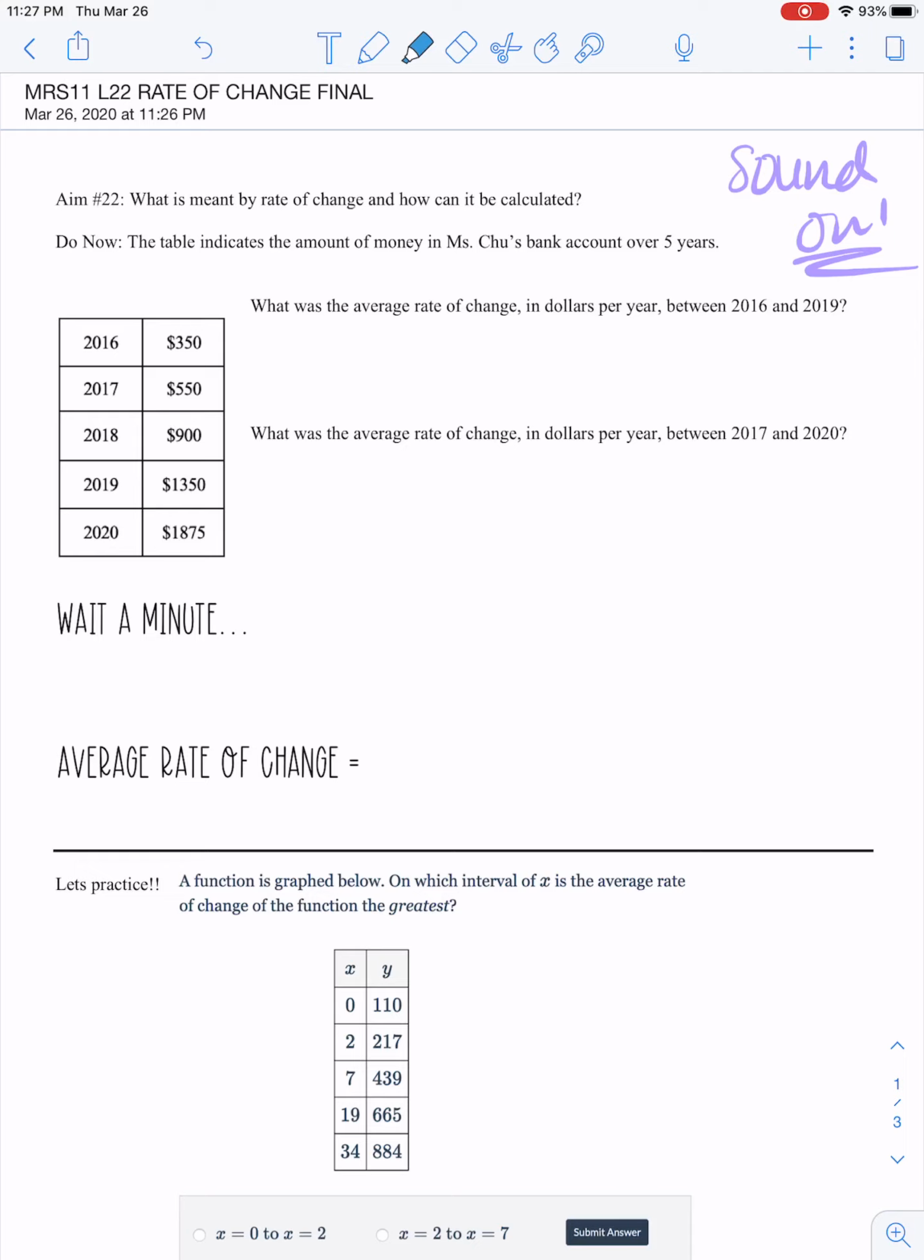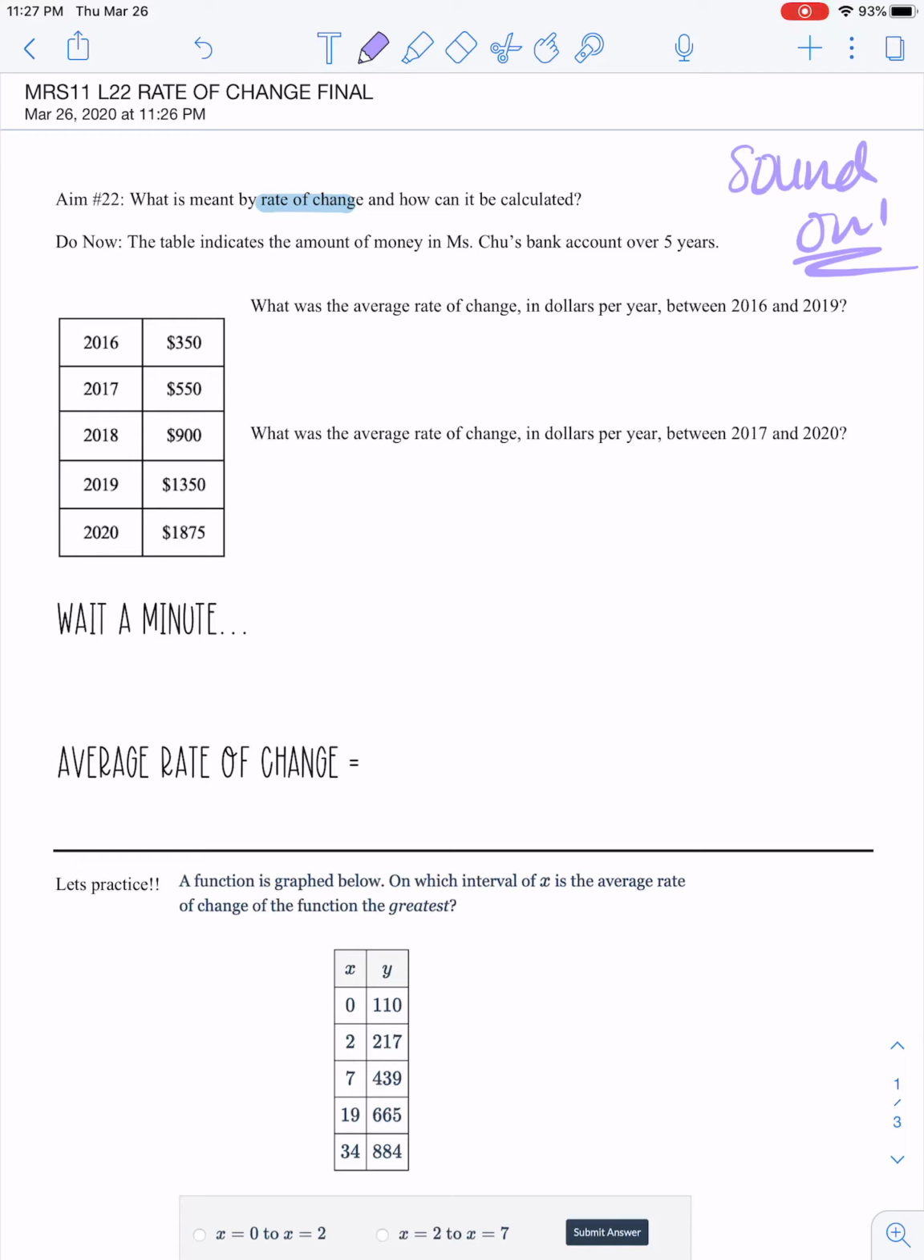Cool. Aim number 22. What is meant by rate of change and how can it be calculated? Rate of change is something you guys have definitely heard before. We're just going to try to refresh your memory, and if you don't remember what it is, hopefully what I'm about to say will help you out. So let's take a look at our do now.